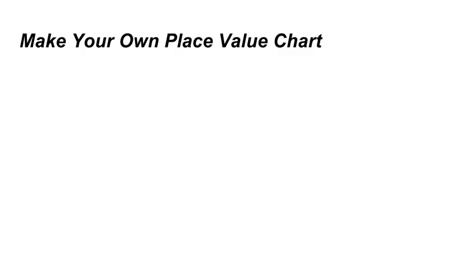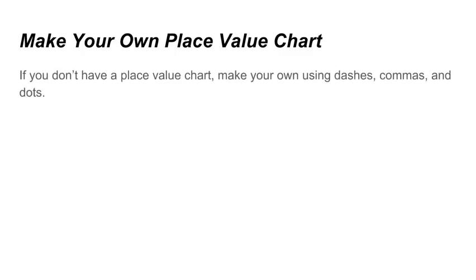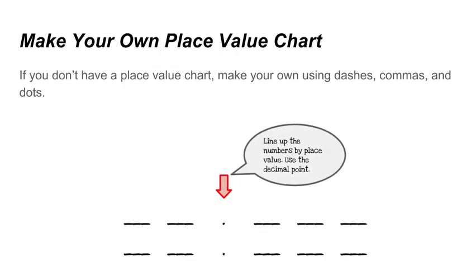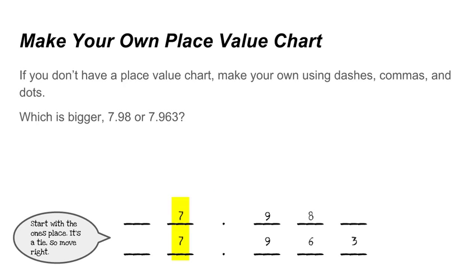If you don't have a place value chart, make your own place value chart using dashes, commas, and dots. Here's an example of two place value charts I've made. Notice I've lined up my place value charts using a decimal point. Which is bigger, 7 and 98 hundredths or 7 and 963 thousandths? Well, I can use my new place value chart to figure this out. I put my numbers in, line them up by place value using the decimal point, and I start from left to right with the biggest place.